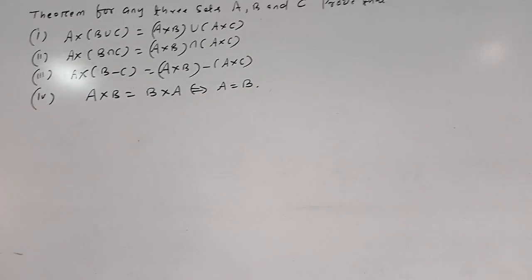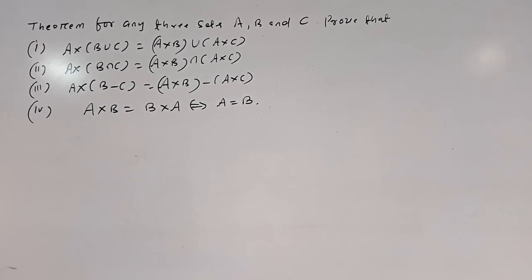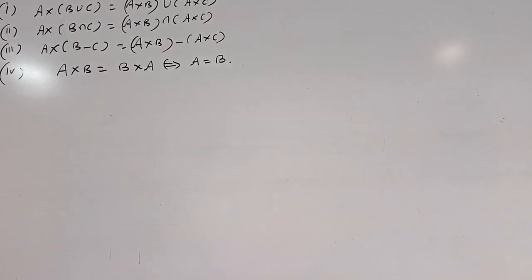First one is theorem: for any three sets A, B, C, prove that A cross (B union C) is equal to (A cross B) union (A cross C). Number 2, A cross (B intersection C) is equal to (A cross B) intersection (A cross C). Third one, A cross (B minus C) is equal to (A cross B) minus (A cross C). And fourth one is A cross B is equal to B cross A if and only if A is equal to B. Okay. So how can you prove this one?